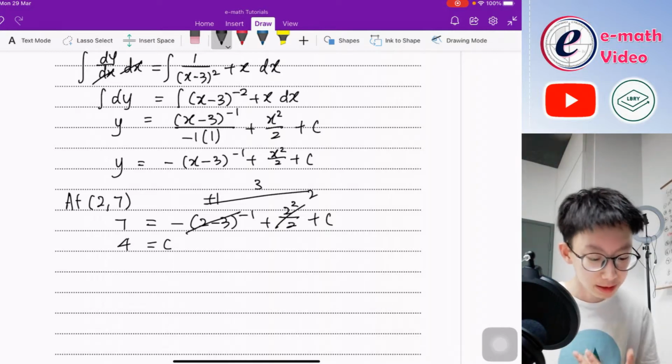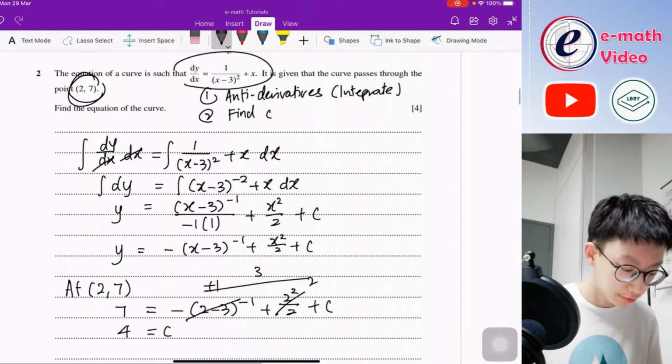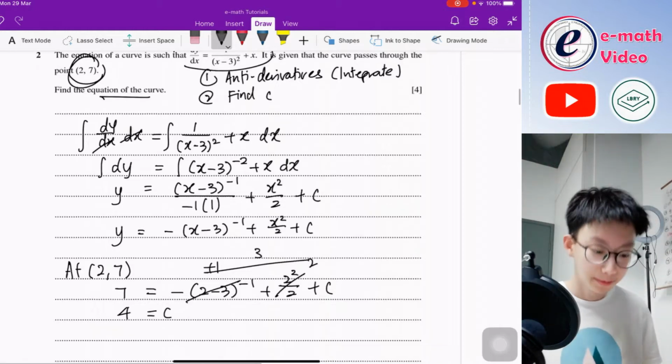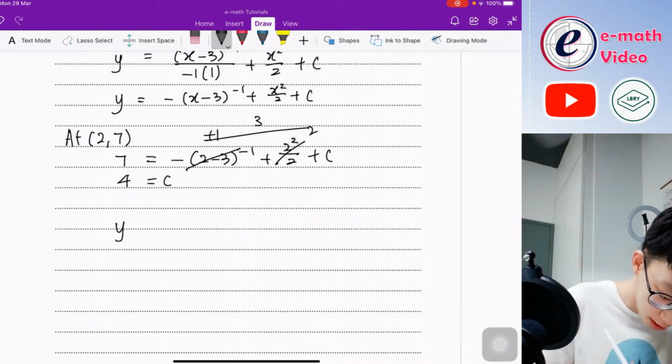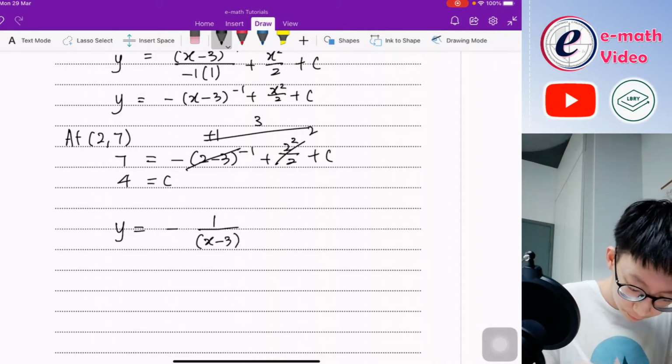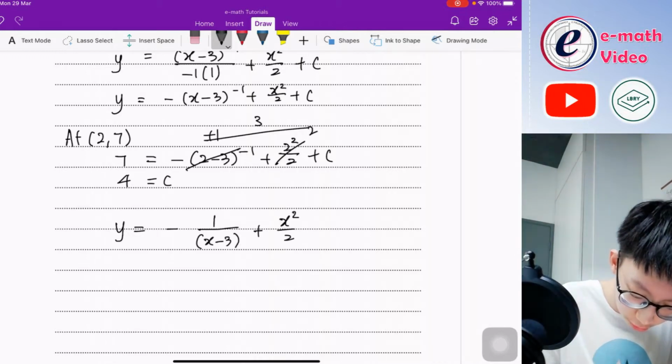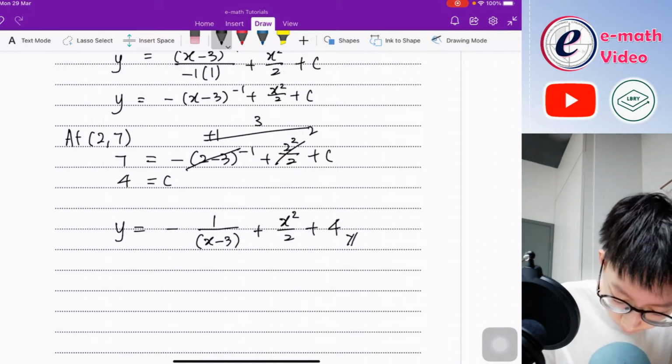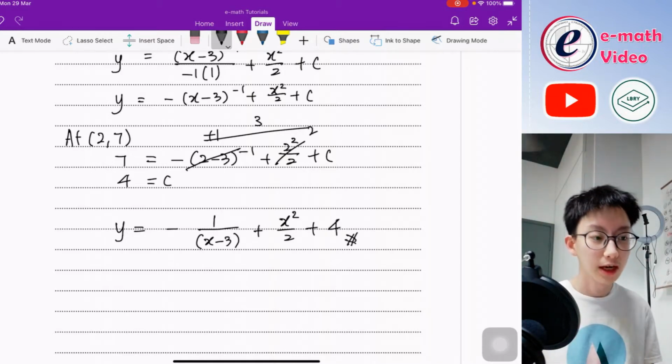And with that, we can write out our equation, because the question is to find the equation of the curve. So we just write y equals negative 1 over (x minus 3) plus x squared over 2 plus 4. And that's it.